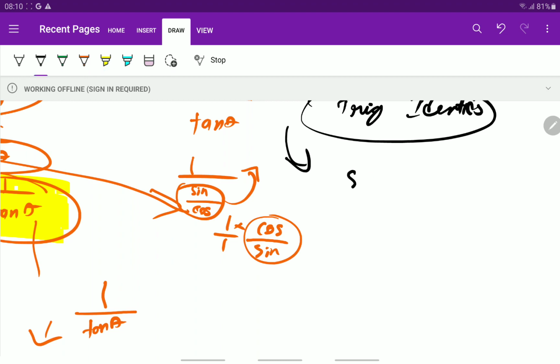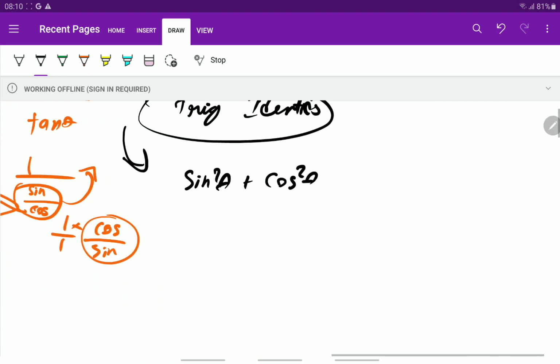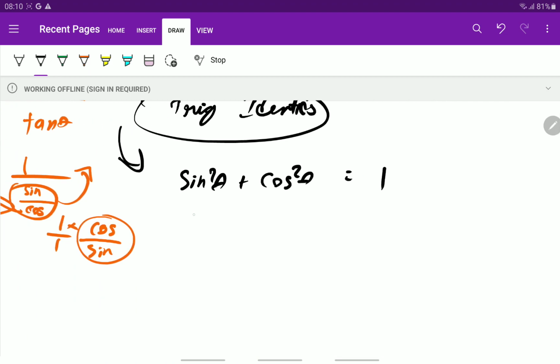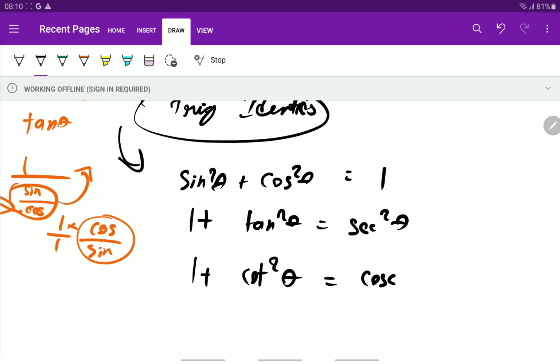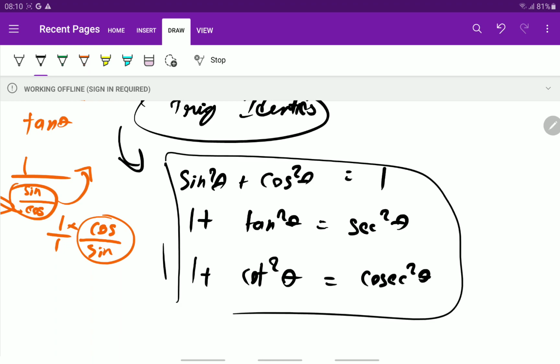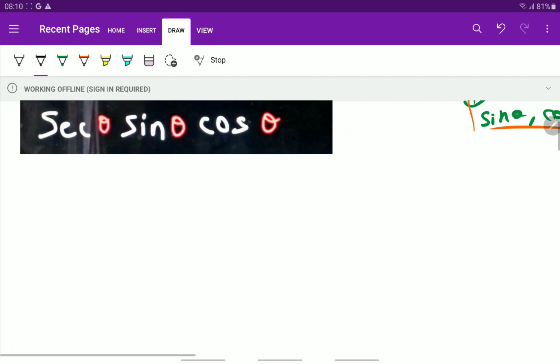these are rules such as sine squared theta plus cos squared theta is equal to 1. And then 1 plus tan squared theta is equal to secant squared theta. And 1 plus cot squared theta is equal to cosec squared theta, right? These are just those important basic terms. Knowing these will help us in the video, right? So let's get right into the video now.